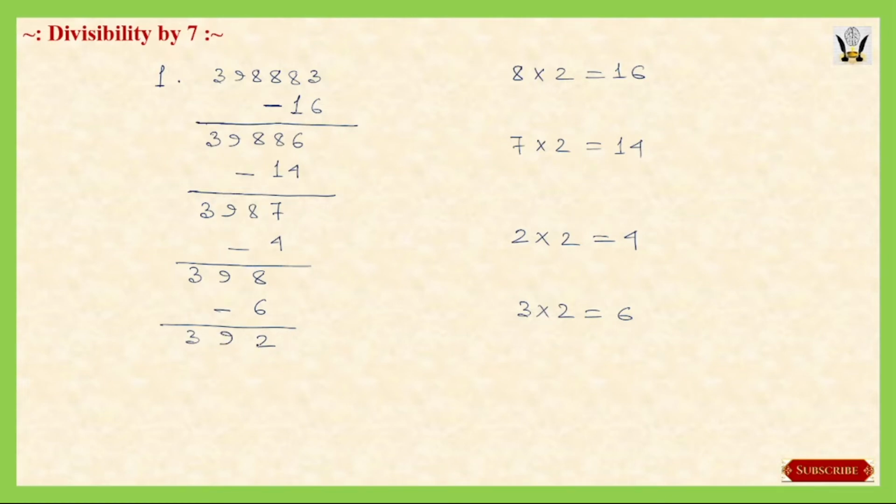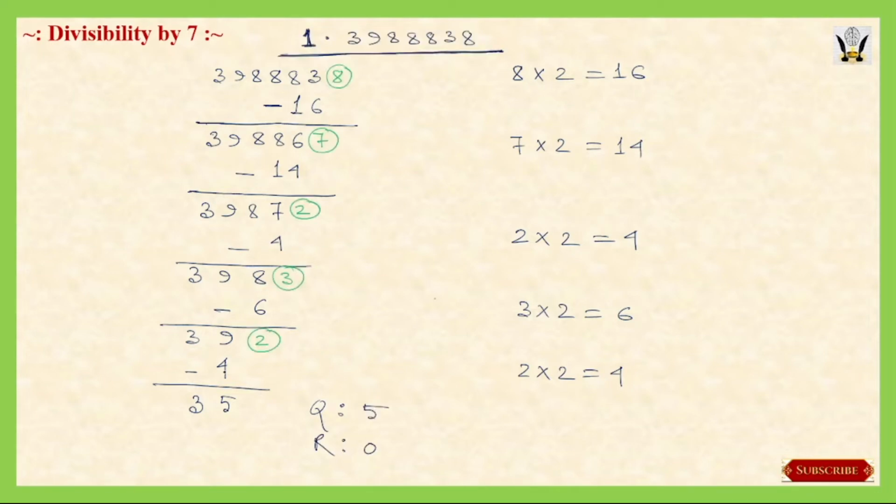Now again, this is a three-digit number, and we are not sure. So we multiply 2 by 2, and this will be 4. We discard this digit, and then we subtract 4 from the rest of the number, which now will be 35. And we know that 35 is divisible by 7, where the quotient will be 5 and remainder will be 0. Since the last number 35 is completely divisible by 7, our conclusion is that the given number where we started will be divisible by 7.